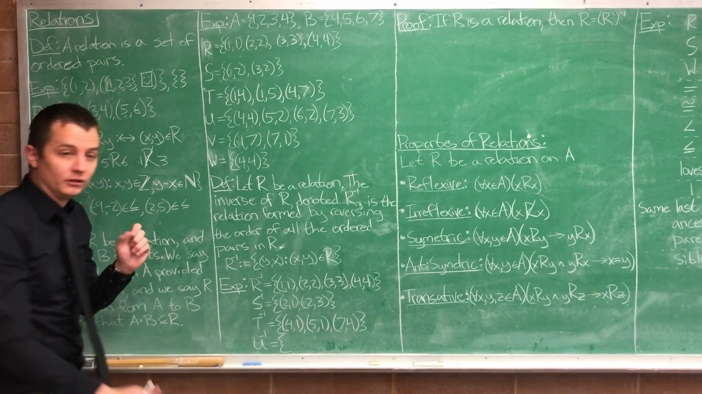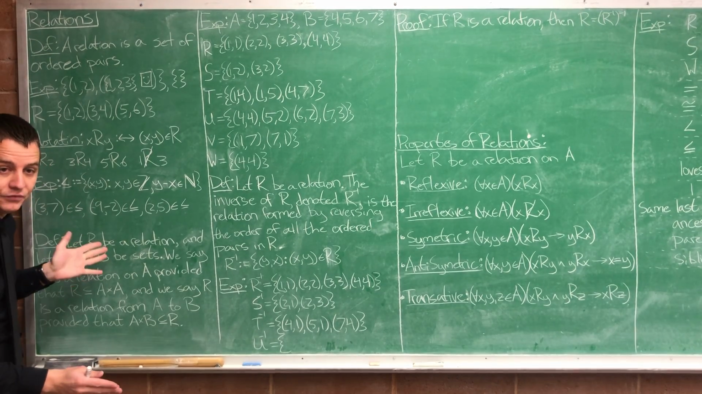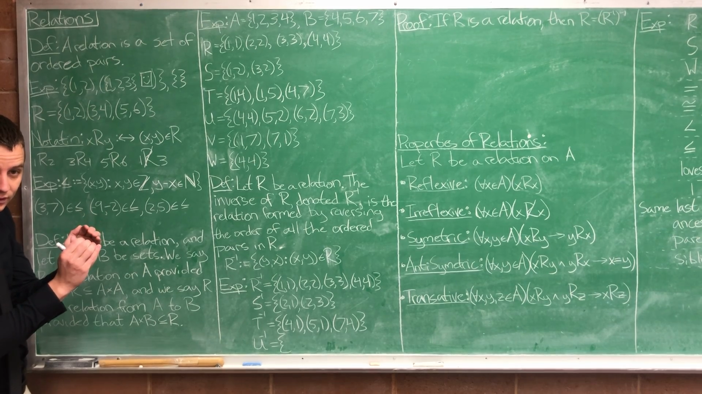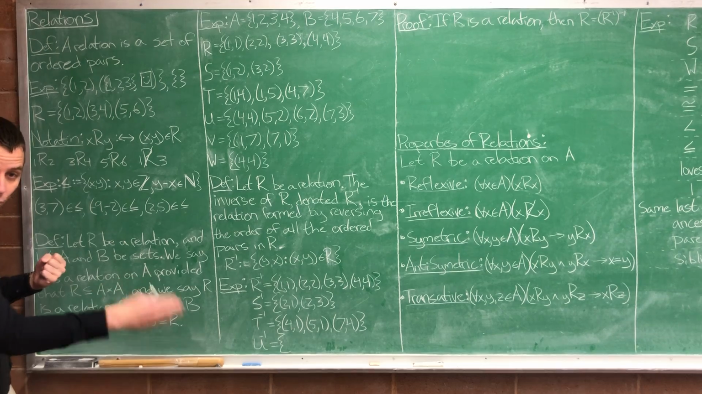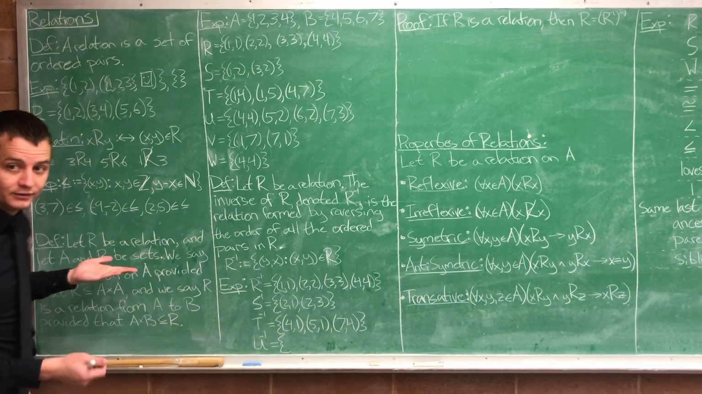All right. So what is a relation? Real simple definition. A relation is a set of ordered pairs. You remember what an ordered pair is? It's a list with two elements. So a relation is a set where everything in the set is an ordered pair. That's it. That's simple. Right?